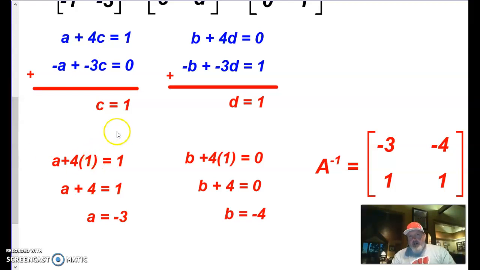And so after I found c and d, plugged them back in, I can get a and b, and here is my inverse. So a, b, c, and d. So my inverse for A is -3, -4, 1, 1. You could verify that really quick. If I take this one and multiply it by A, I should get 1, 0, 0, 1. If you do that with your calculator, that's indeed what's going to happen.